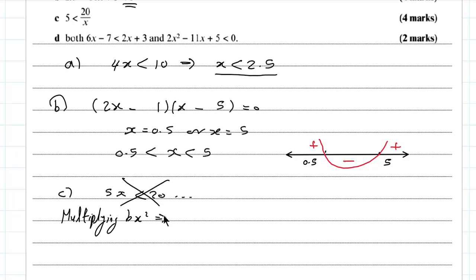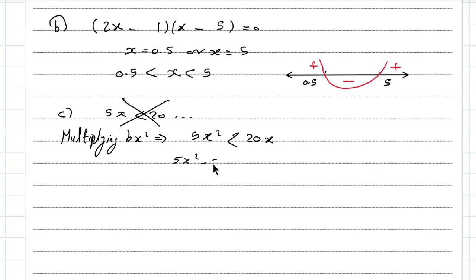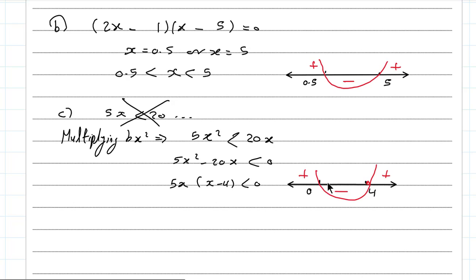So after multiplying by x squared, the left hand side should be 5x squared, is less than 20 over x times x squared, which can be simplified to 20x. So that 5x squared minus 20x is less than 0. 5x is a common factor, and then we have x minus 4 less than 0. We can do the same. This is the x-axis, these are the roots. We are searching for the negative part, so x should be more than 0 and less than 4.